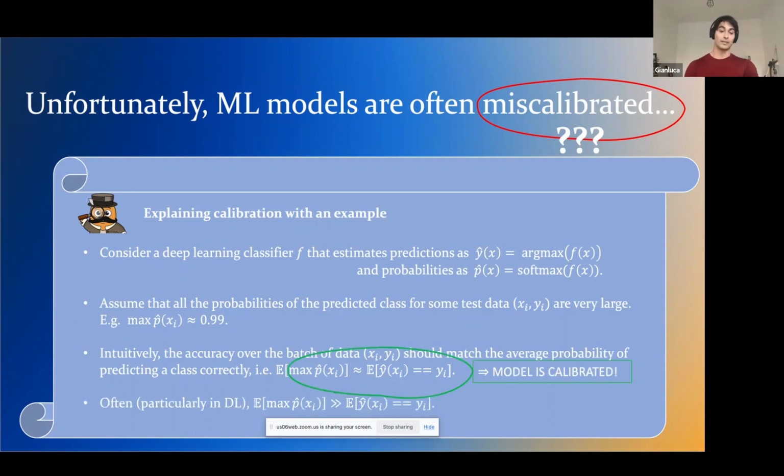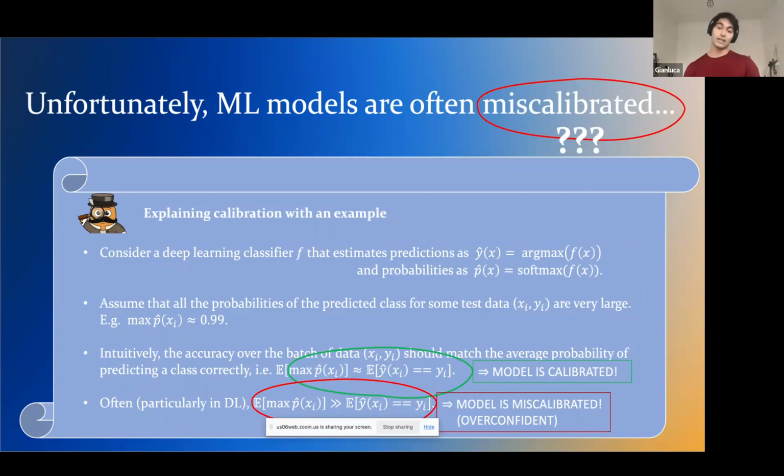But unfortunately, in particular in deep learning, what happens is that this probability is much higher usually than the actual accuracy that you get. So as I said, you might get something like 99%, but the accuracy is much smaller. So we say that the model is miscalibrated, and in particular, it's overconfident. Okay, it's too confident about the prediction it's making.